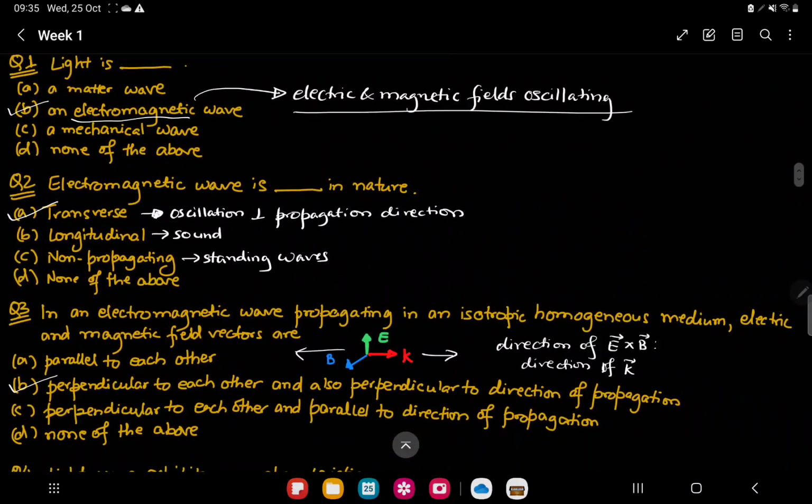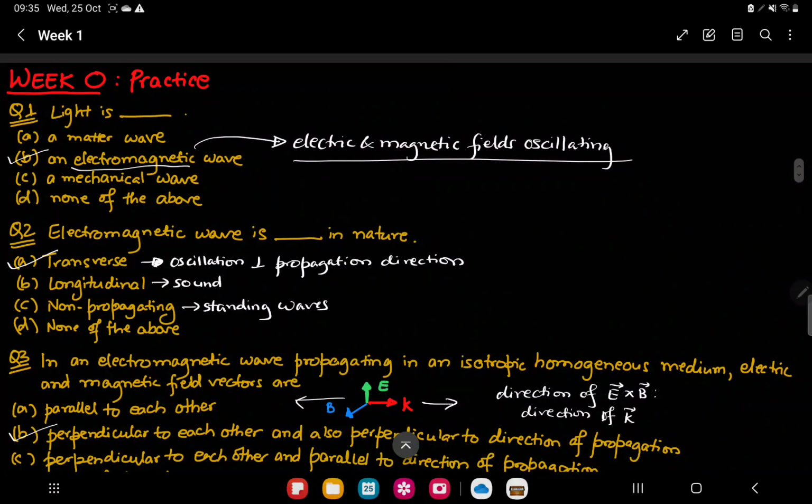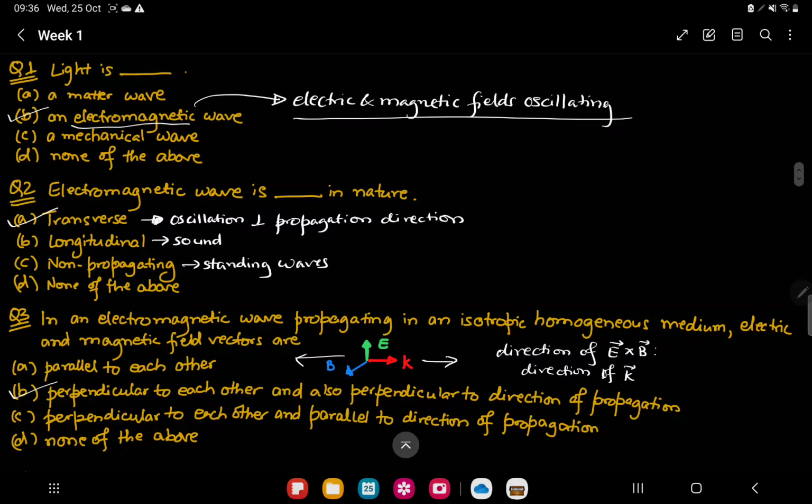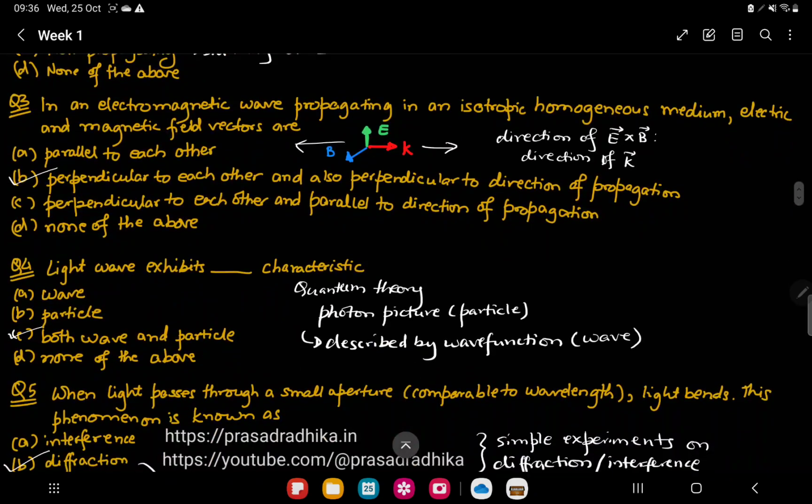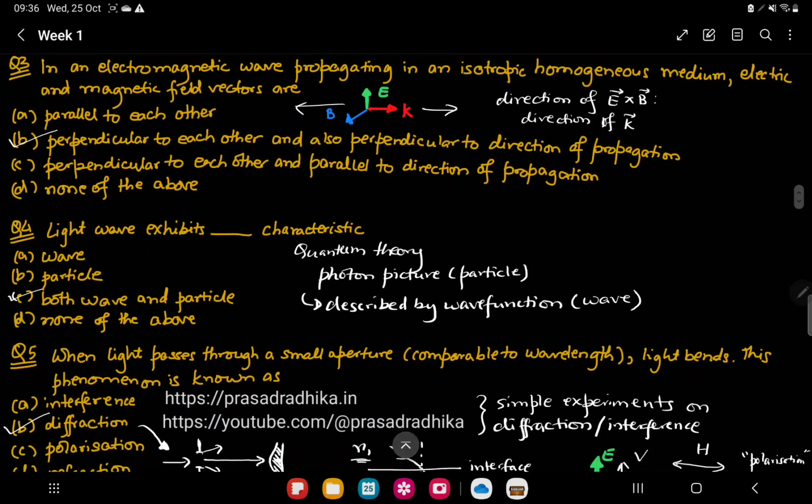Okay, so there was one week 0 as well, which consisted of some preliminary questions. So let us just review week 0. Light is, as all of you know, an electromagnetic wave with electric and magnetic fields oscillating perpendicular to each other and perpendicular to the propagation direction. So that's why an electromagnetic wave is transverse in nature. The electric and magnetic fields are perpendicular to each other and perpendicular to the direction of propagation.